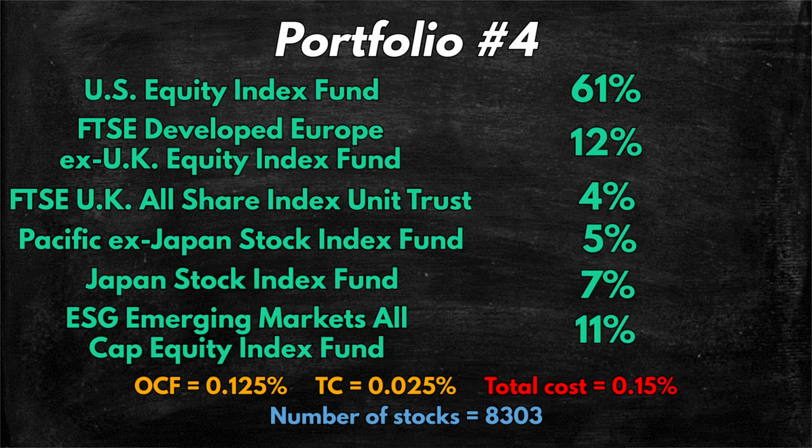This portfolio has an average ongoing cost of 0.125% with an average transaction cost of 0.025%, adding up to a total average cost of 0.15%. The total number of holdings in the portfolio is 8,300. So this portfolio has the most number of stocks by far, and it also has the cheapest total fees by quite a margin. But of course, you do need to consider that this portfolio is going to be quite difficult to manage, and rebalancing it when it comes round to it is going to be quite a handful.